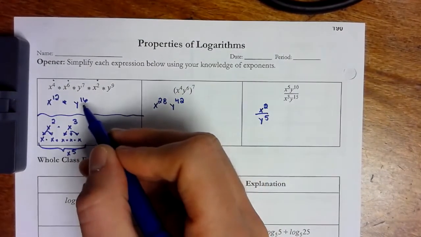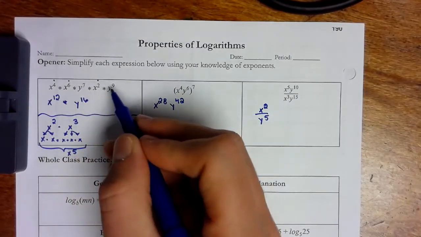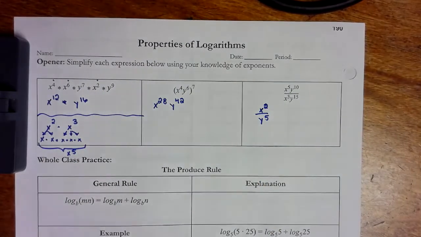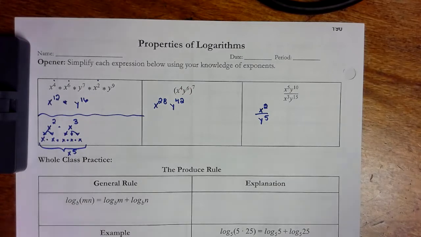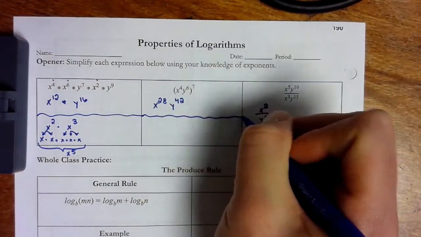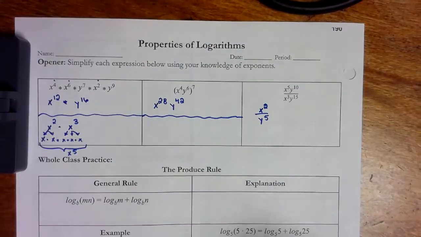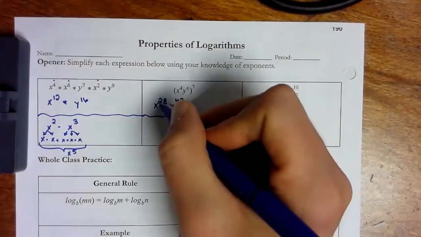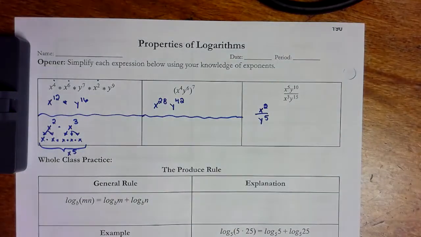And that's how I came up with 16 as well, right? 7 plus 9 to give me 16. So multiplying same bases, add their exponents. The next one: if I have an exponent raised to another exponent, we're actually multiplying. So 4 times 7 gives me 28. 6 times 7 gives me 42.